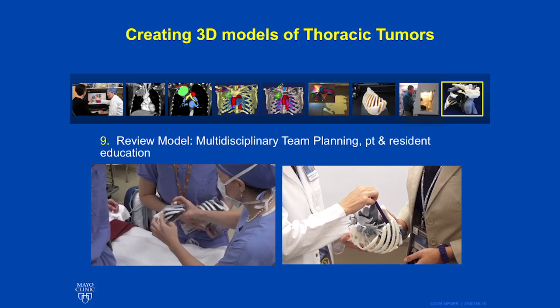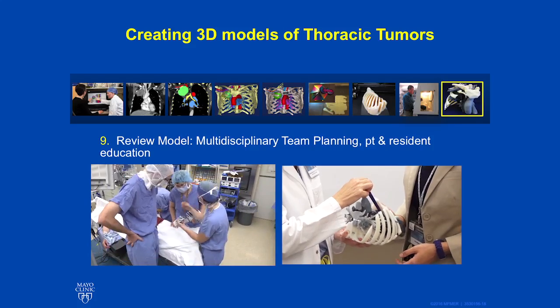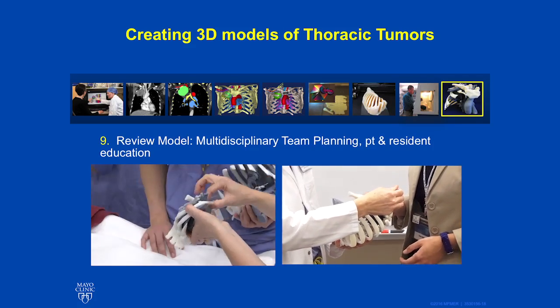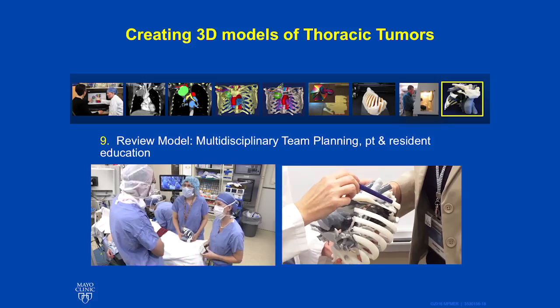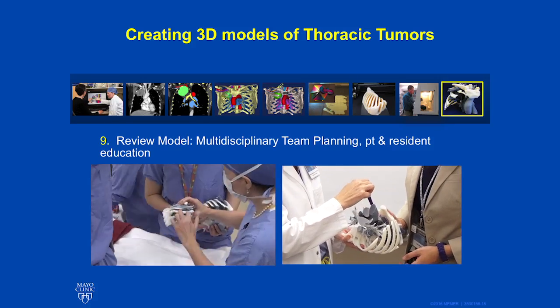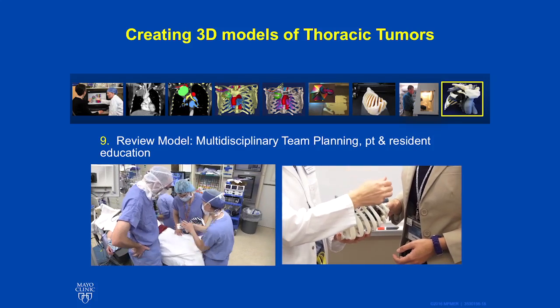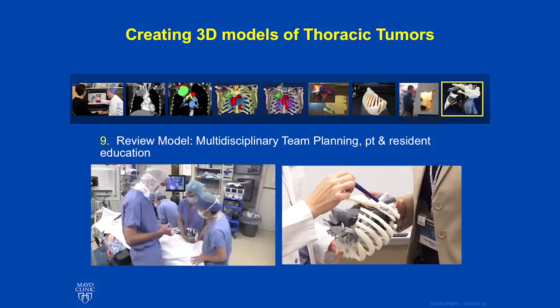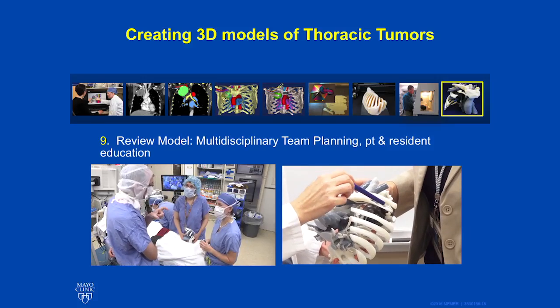Once the model has been printed, we review the model in a multidisciplinary fashion. If this is a complex surgery where orthopedic surgeons, neurosurgeons, vascular surgeons, and thoracic surgeons are all working together, we meet in a room to review the model and plan who will do what parts of the surgery.